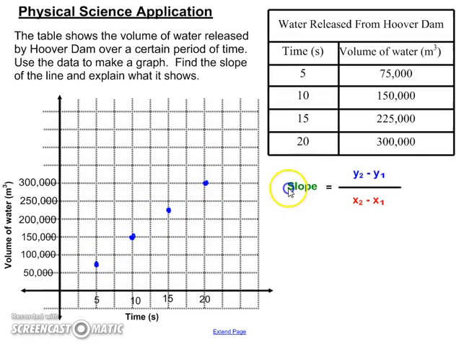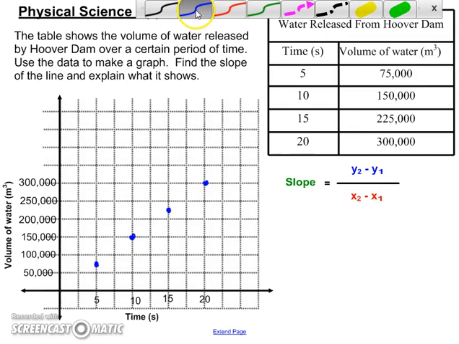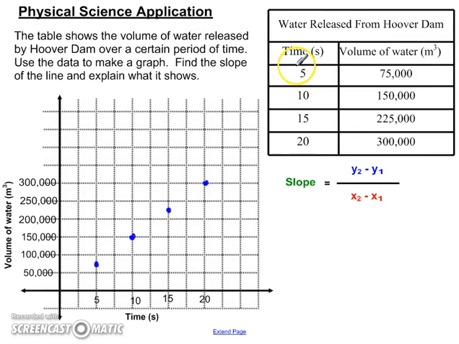So the next part of this, though, is find the slope of the line and then explain what it tells us. So what I'm going to do is pick any two values on the line. It doesn't matter which two. I'm just going to use the first two.